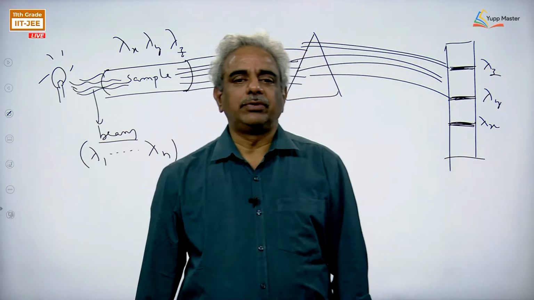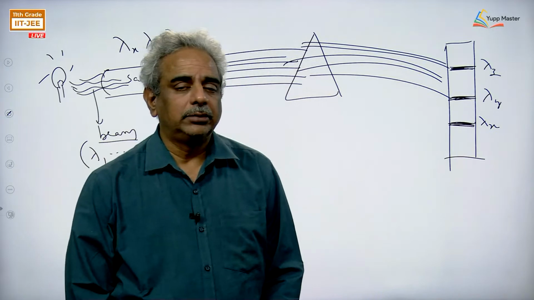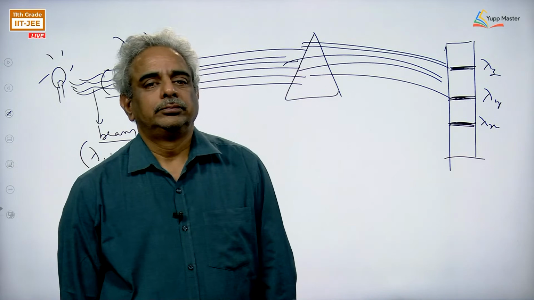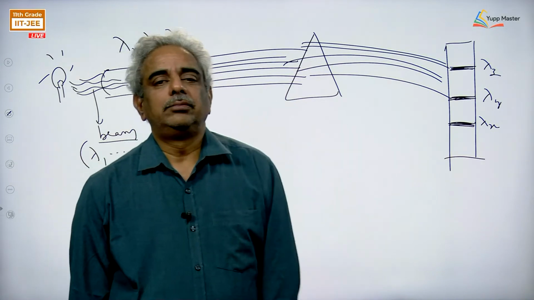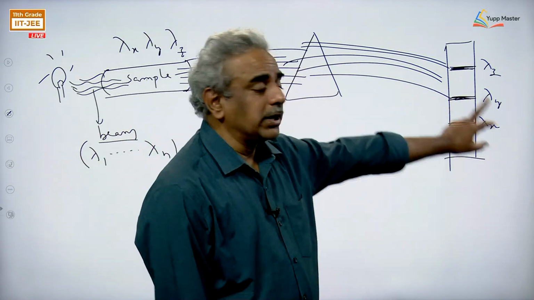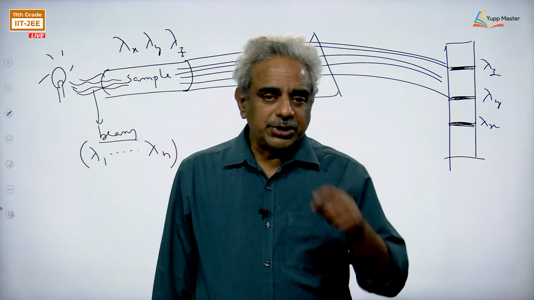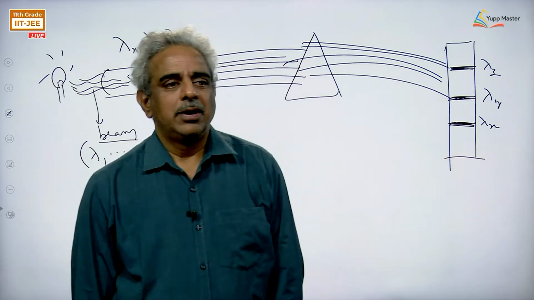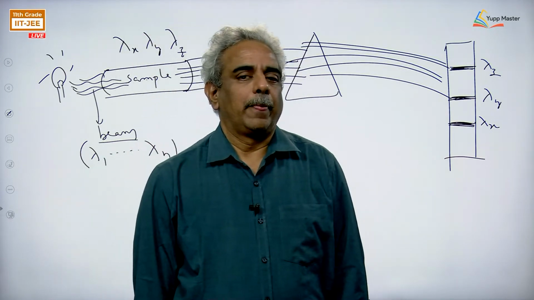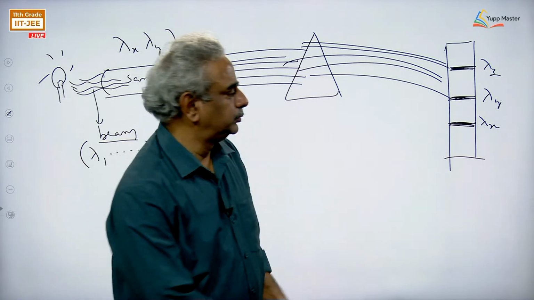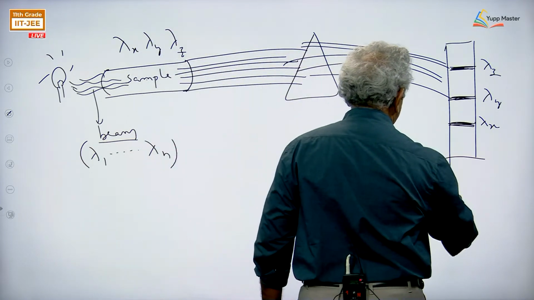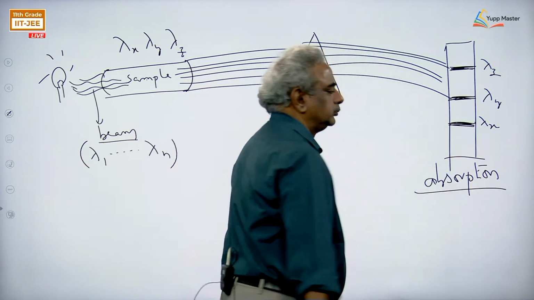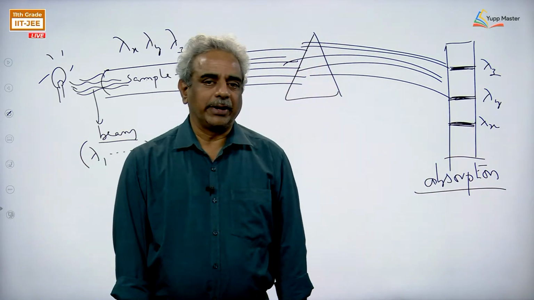Why are some regions of the photographic plate not affected? Because the corresponding radiations have not come there. They are absorbed by the sample. So the distinct marks are because of missing radiation, absorbed radiation. So the spectrum is called absorption spectrum.